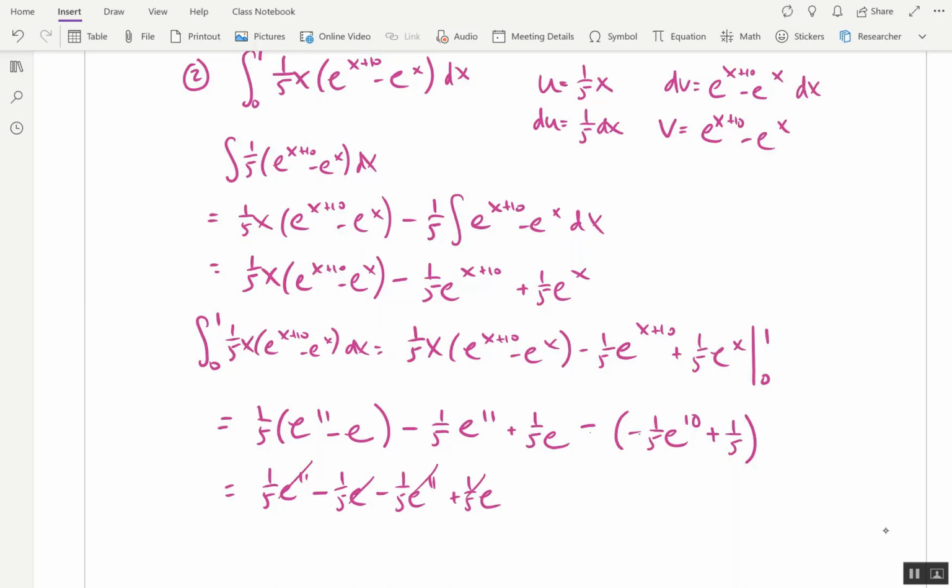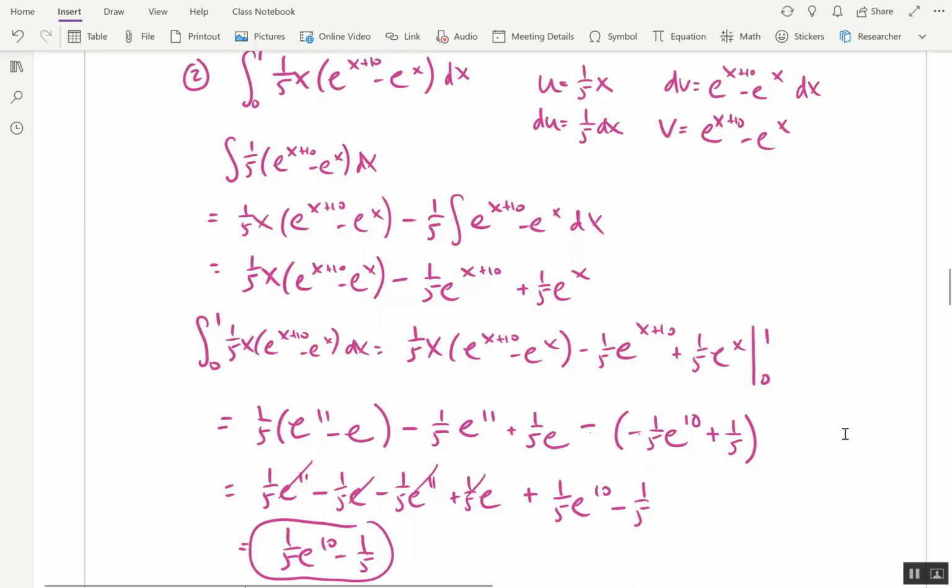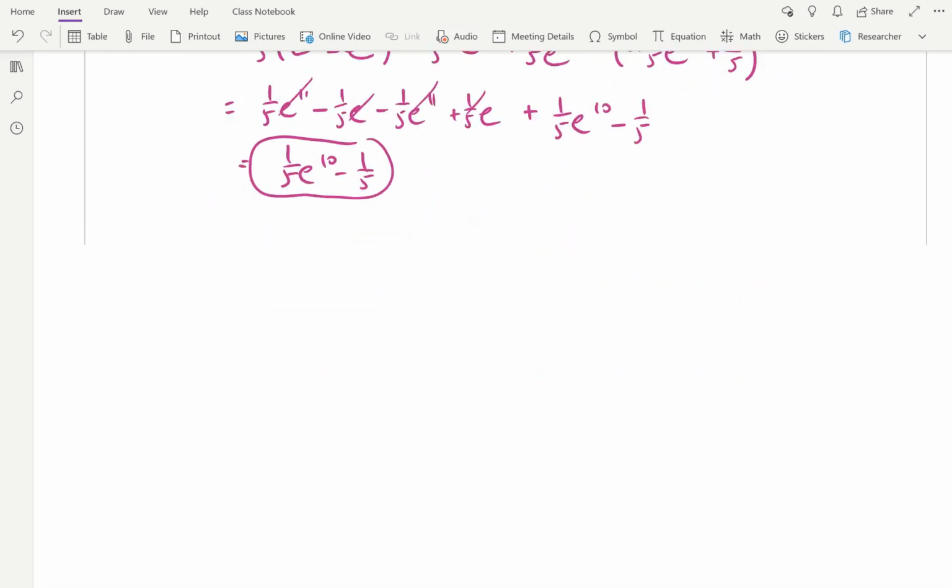And then I get a minus, which is a plus 1/5 e to the 10 minus 1/5. So that's my answer: 1/5 e to the 10 minus 1/5. Okay, so kind of long, but not so bad. In the next section, we'll ramp it up and we'll integrate over more complex regions than rectangles.